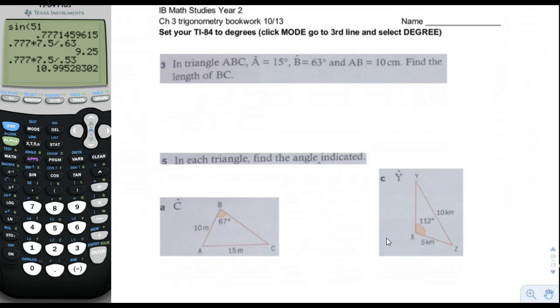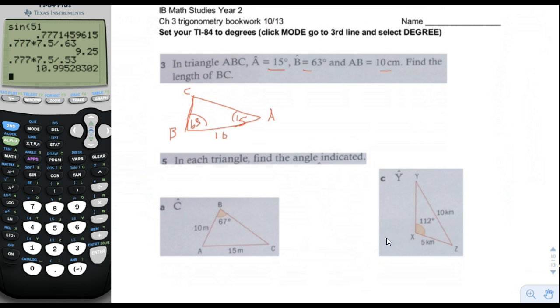Okay, trig, page 10. In the triangle ABC, angle A is 15 degrees, angle B is 63, and length AB is 10 centimeters. Find the length of BC. Okay, so we'll just draw a triangle here, no right angles. We'll say A, B, C. A is 15 degrees, B is 63, okay, and AB is 10. Find the length of BC.